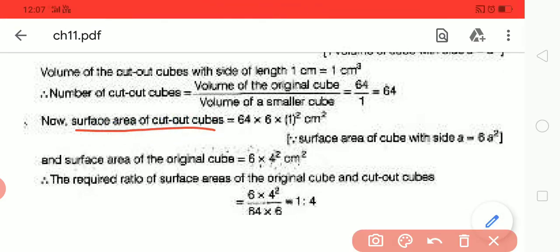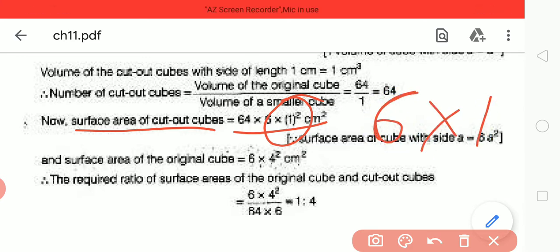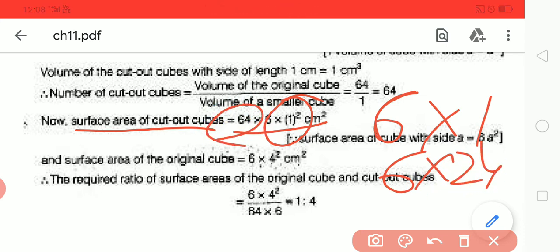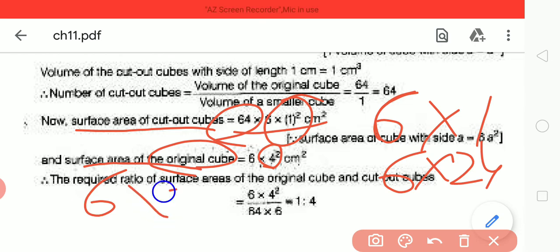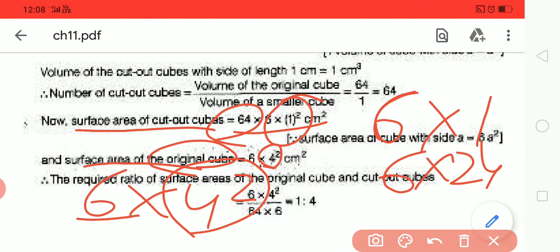Now the surface area of the cubes to be cut out, by the formula, is 6 into side square. So for 1 centimeter this is 6 into 1 square, which is 6, and there are 64 cubes that can be made, so 64 will be multiplied with it. Now the surface area of the original cube with the side 4 centimeter is 6 into side square, that is 6 into 4 square. 4 times 4 is 16, so you get 16 into 6.